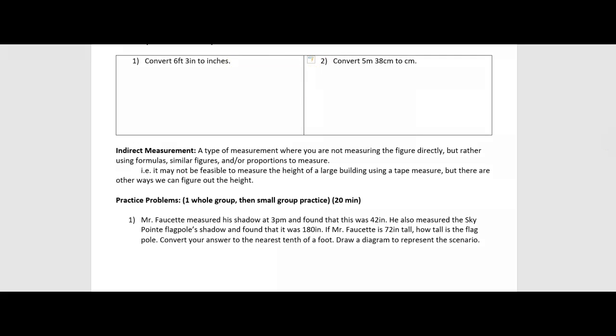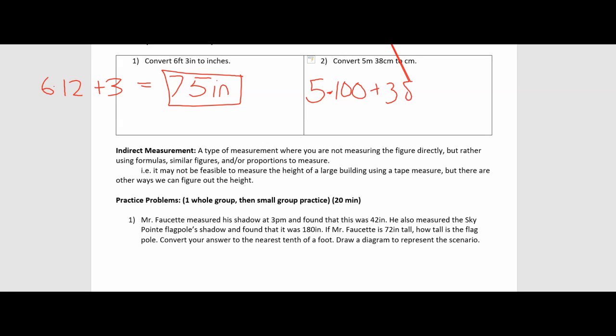Okay, so 6 feet and 3 inches to inches. Well, we know that there are 12 inches in a foot, so we have 6 times 12 plus 3, right? So 6 feet times 12 inches plus the extra 3 inches, that gives us 75 inches. 5 meters and 38 centimeters to centimeters. Well, for every meter, there are 100 centimeters, so 5 times 100 plus 38. And that's going to give us 538 centimeters.